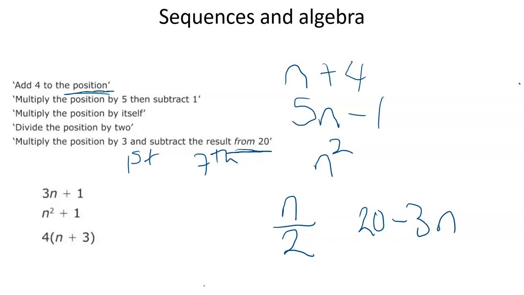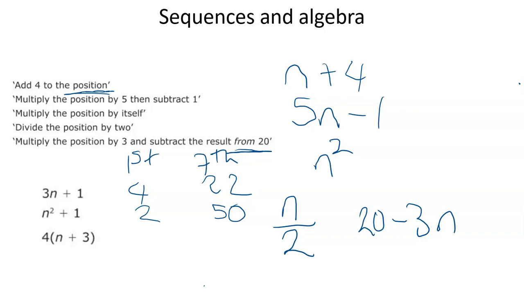So for the first term n is 1, for the 7th term n is 7. So for the first term we do 3 times 1, plus 1. 3 times 1 is 3, plus 1 is 4. And for the 7th term, 3 times 7, 21, plus 1, 22. For this one, we're just going to substitute 1 in as n again. So 1 squared plus 1 is 2. 7 squared plus 1 is 50. And exactly the same thing here. Each time you just substitute in what term you want. I want the first term, so substitute in a 1. I want the 7th term, substitute in a 7, and so on.